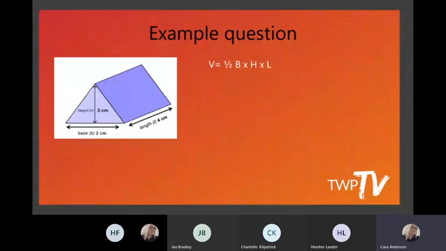Okay, so we're working out the volume. So V equals half the base times the height times the length. That is our formula. We can see from the diagram that the base is 2, so we need to divide that by 2 because we need to half it. So that's 1. We then do 1 times 3, 3 is your height, times 4, 4 is your length. That gives us 12. The answer is 12 centimeters cubed.